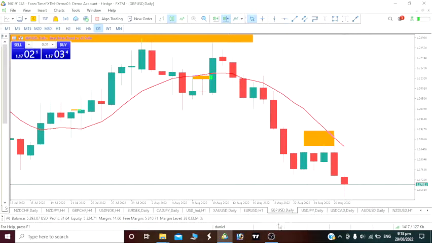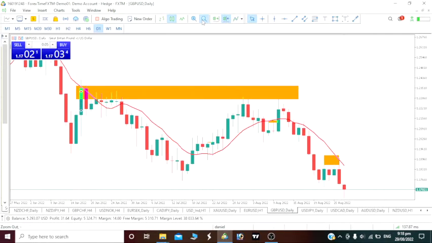On our GBP USD, we will start our analysis from the daily time frame to the 4-hour time frame and 1-hour time frame. So make sure you watch it to the end so we can see when and how we are going to place our trade on this GBP USD.